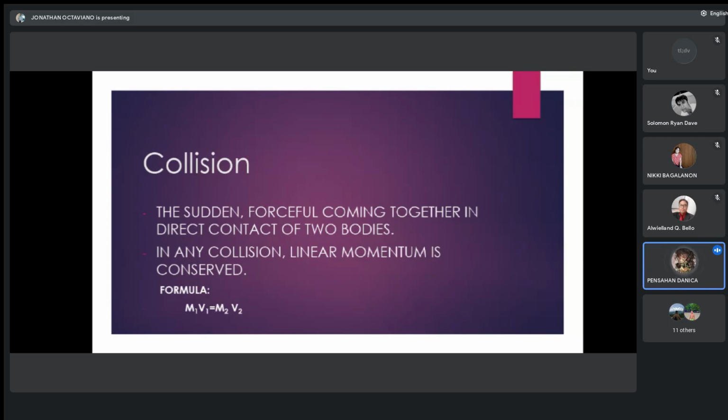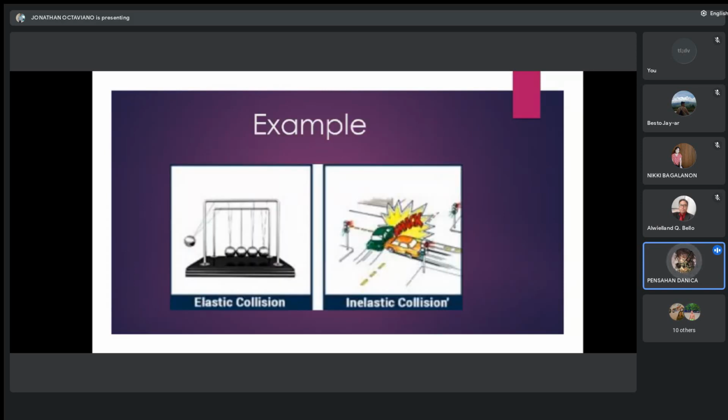So before nato isgutan ang unsa to nga mga type ug unsay meaning adto nga type, let us talk first about what is collision. So unsa day collision? Collision is the sudden, forceful coming together in direct contact of two bodies or objects. Whenever an object in motion comes into contact with another object, we can call this event a collision. For example, when we bounce or magdribble ta og bola, when we hit the baseball, or when we play pool or billiard.